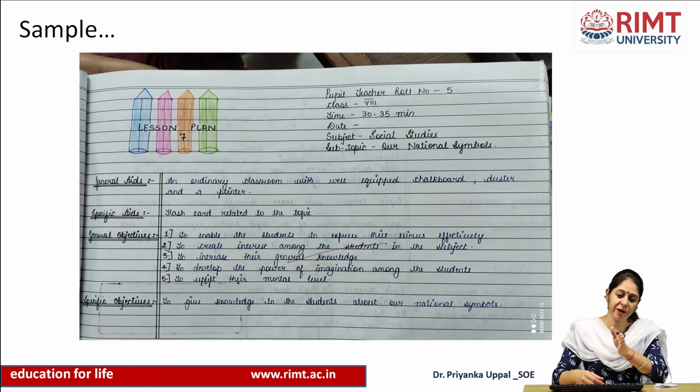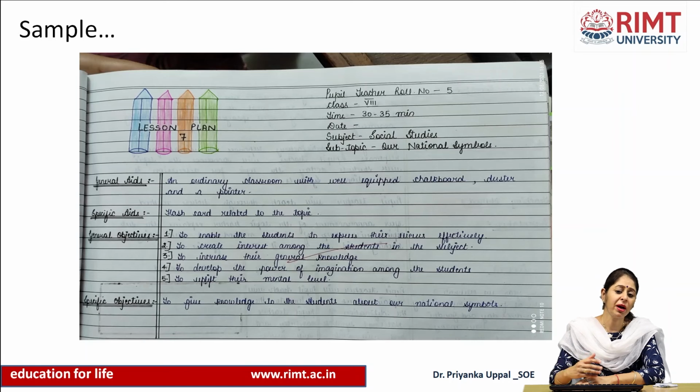After that, this is the first step. The next step is general aids. It can be like chalkboard, duster, pointer, etc. After that, specific aids. Specific aids can be a model, chart, flashcard, or any other object related to the topic. Like our topic is national symbols, so we can use any chart or any model related to national symbols. After that, general objectives, which I have told you earlier.